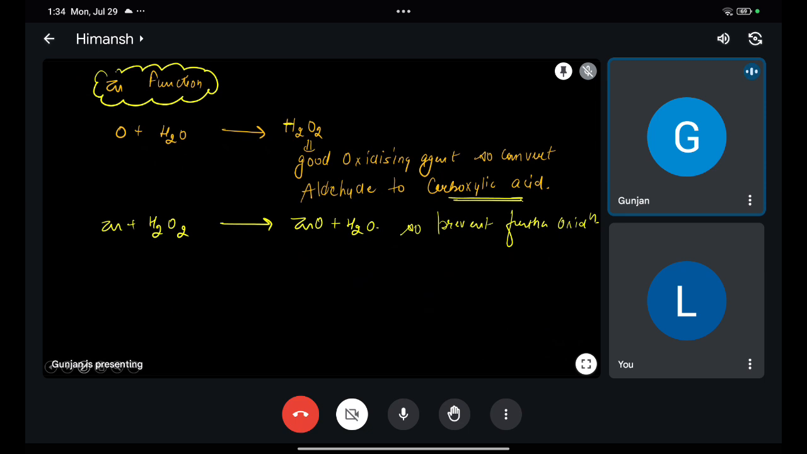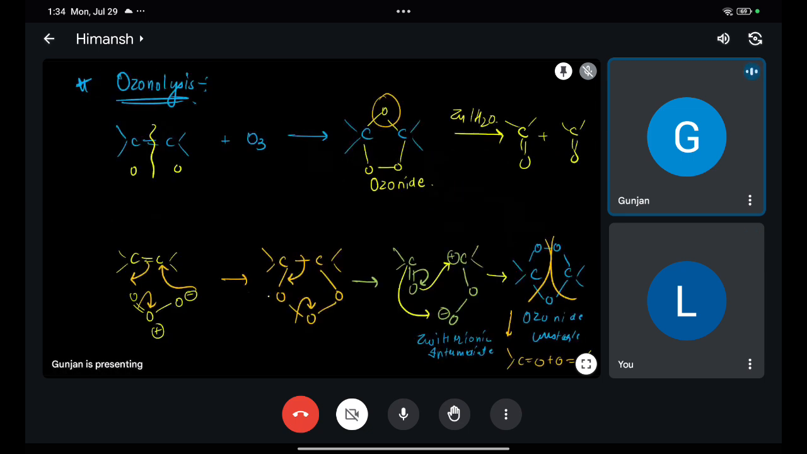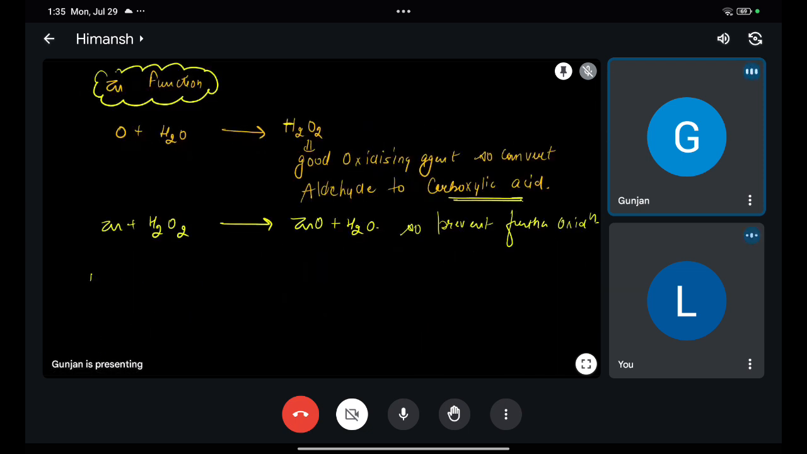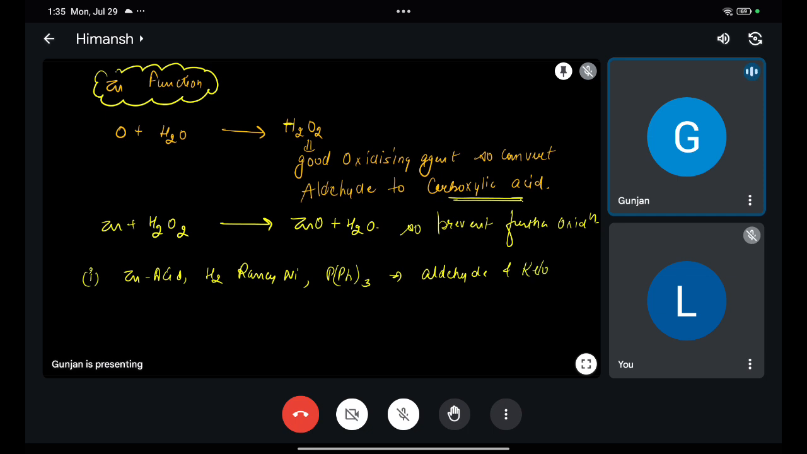That is why we are classifying into two types: oxidative and reductive. The step remains the same, but if zinc is not available or any other reagent is given to you, like zinc acid, H2 Raney nickel or PPh3, they will produce aldehyde and ketone, depending upon what type of alkene we have.